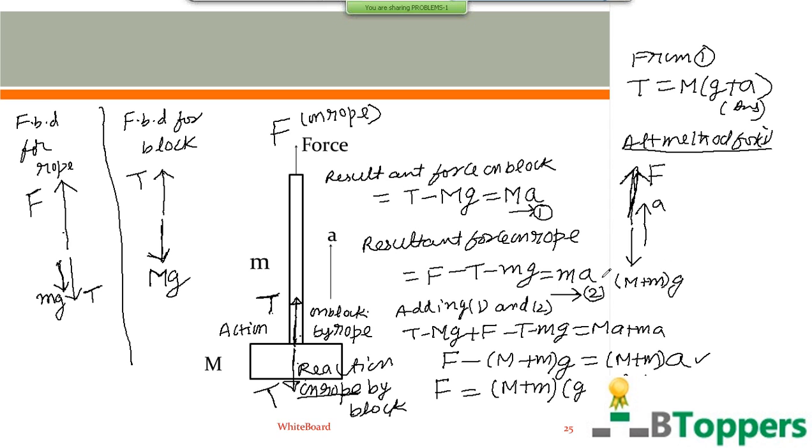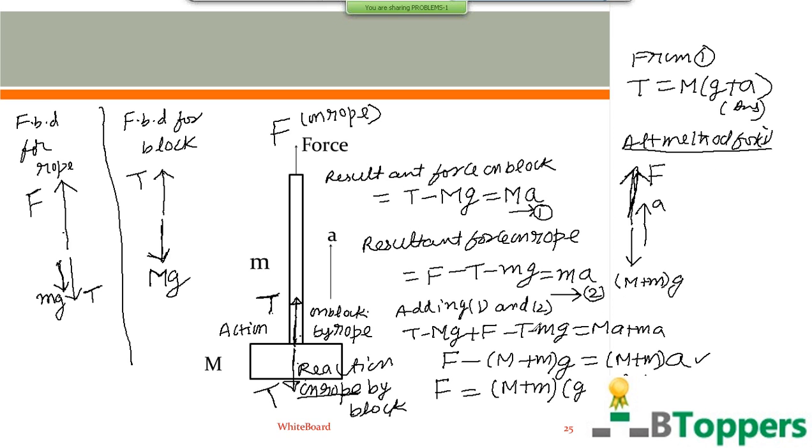That means if you consider the block and rope together as one system, or in general if two or more objects move together with the same acceleration in a straight line path, we can consider those objects which are moving together as one system. Then the force applied by one object in the system on another object in the same system is called an internal force. These internal forces should not be shown in the free body diagram for the system. So this T is not shown therefore.